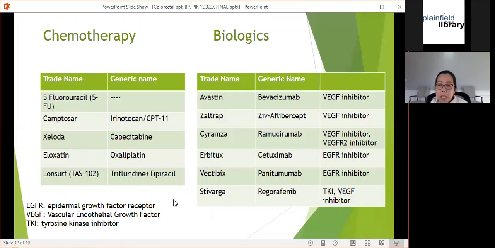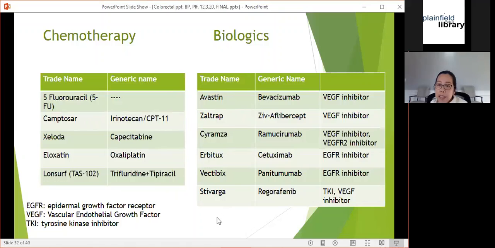Here are the chemotherapy and biologic medications used in colorectal cancer. The mainstay of chemotherapy medication is 5-FU, which has been used for years. 5-FU plus oxaliplatin is a regimen called FOLFOX. Capecitabine plus oxaliplatin is a regimen called CAPOX. 5-FU plus irinotecan is a regimen called FOLFIRI. Those are the regimens we use most. Lonsurf is used at a later line.